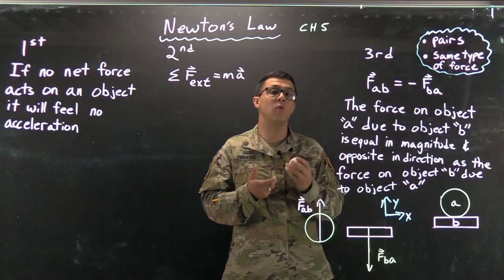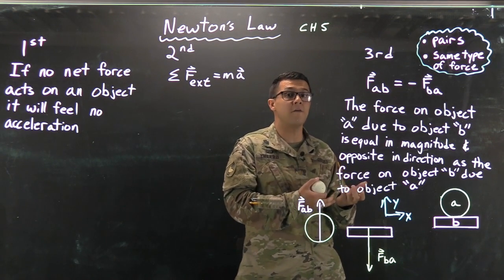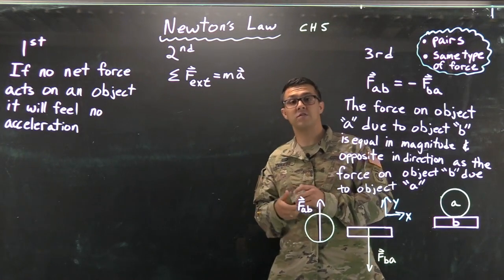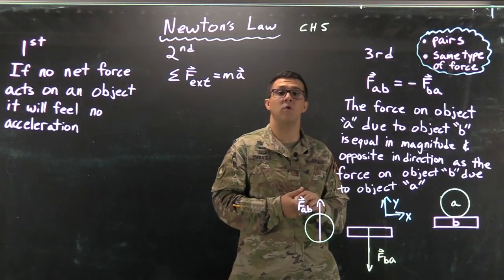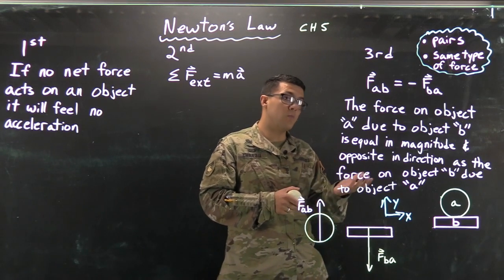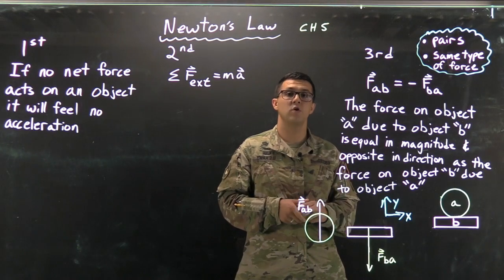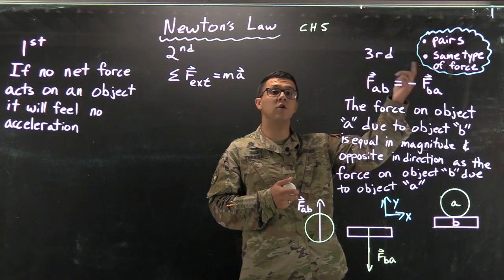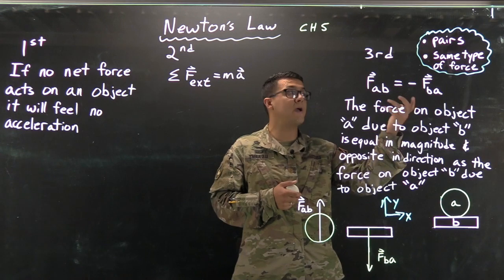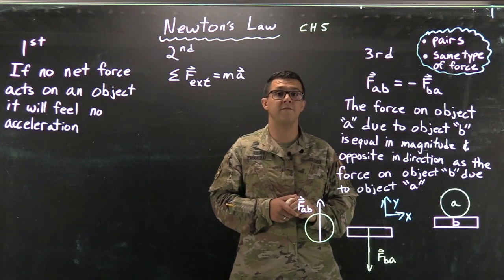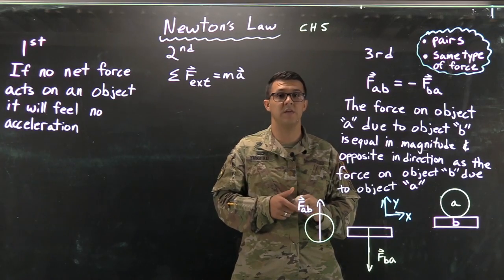That means that the weight force and the normal force cannot form a Newton's third law pair. The weight force and the tension force cannot form a Newton's third law pair. The normal force and the friction force cannot form a Newton's third law pair. So remember, it always occurs for 2 different objects or occurs in pairs, and it's always the same type of force. That concludes our video on Newton's laws, and we'll see you next time.